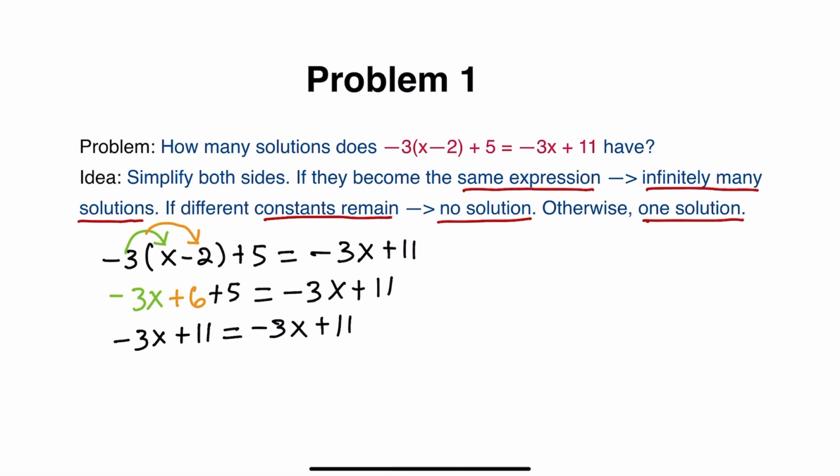So true or false, no matter what value of x I plug in, the two sides will always be equal. Is that a true or false statement? Well, it's true because that's what makes this an identity. But let's go ahead further and eliminate like terms. We see that we have negative 3x on both sides, so we can add 3x to both sides.